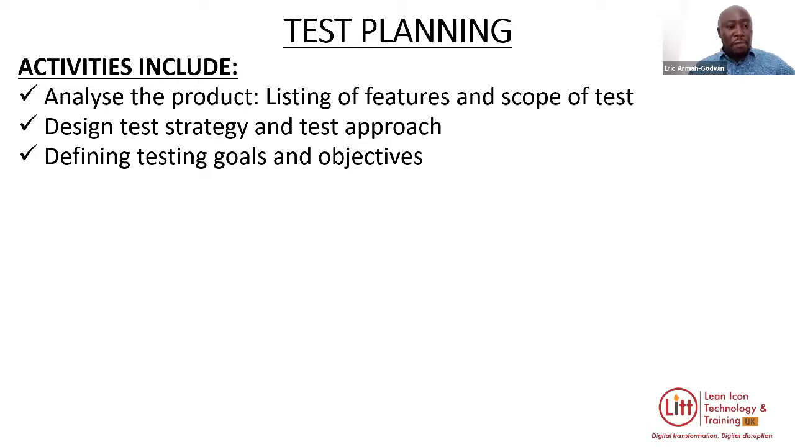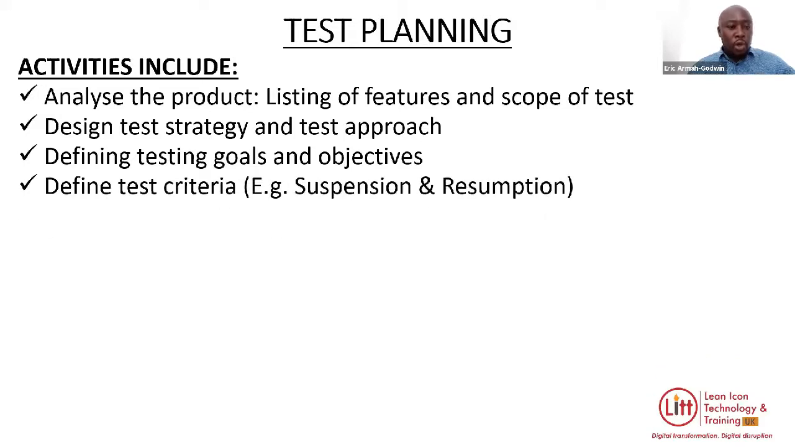We also define testing goals and objectives at this stage. So we have overall testing objectives, but you want to define objectives specific to the project or operation that you're working on. We also at this stage define test criteria, test suspension and resumption. So if anything happens and testing stops, let's just say there's a showstopper which stops the testing activities, you want to actually define in the planning stage what testing is supposed to do.